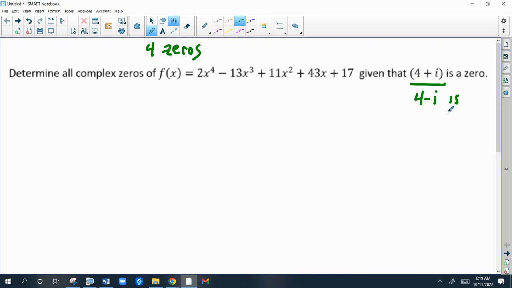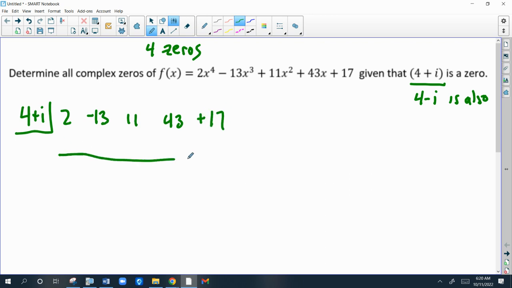We're going to do this with synthetic division, and the calculator is going to make this very simple for us. So we're going to use that first zero that was given, 4 plus i, and with synthetic division, we should find that we will get 0 as the remainder, as always.